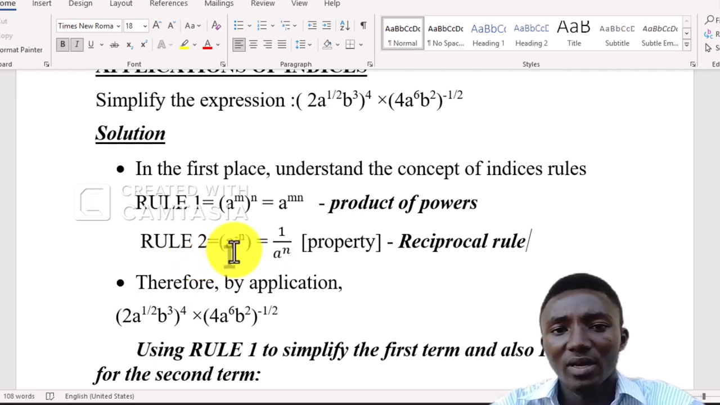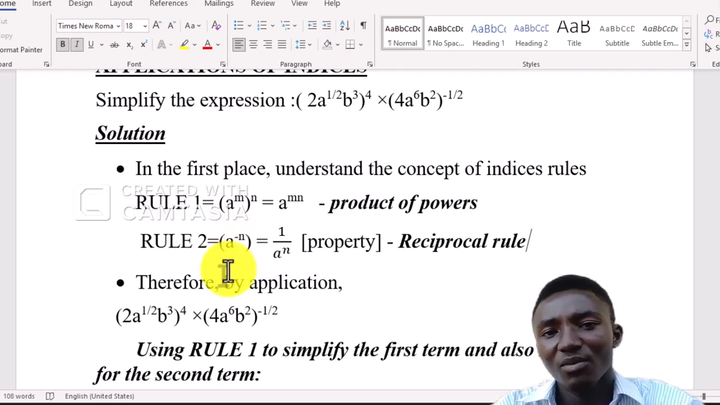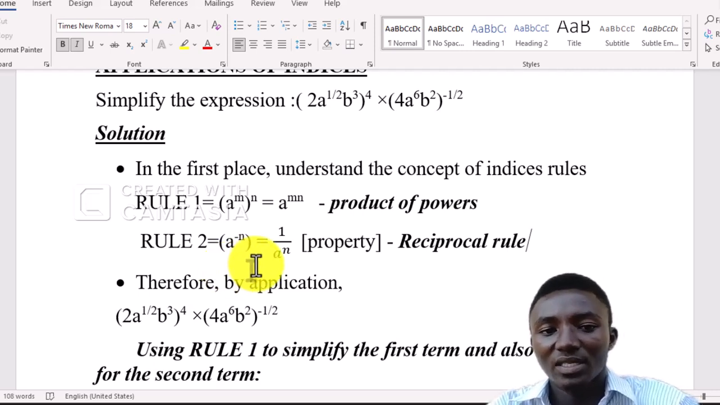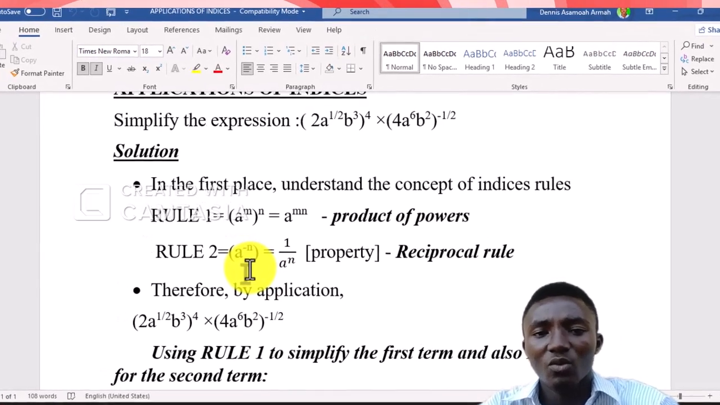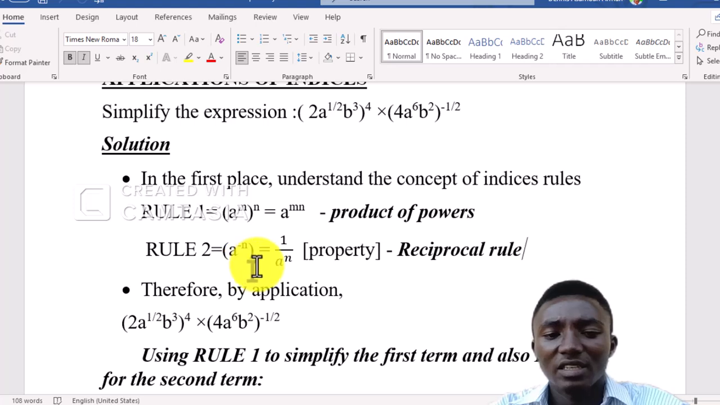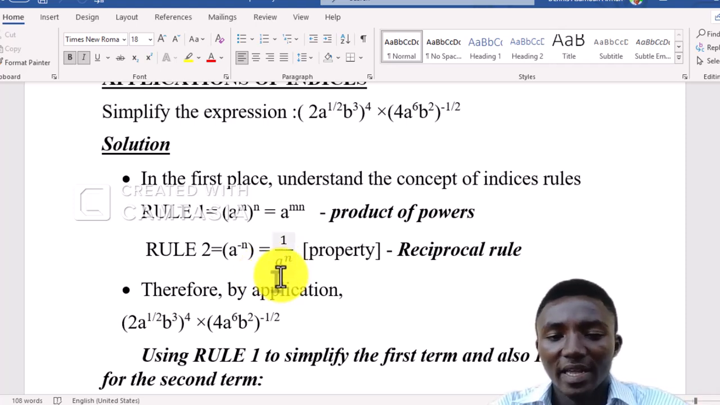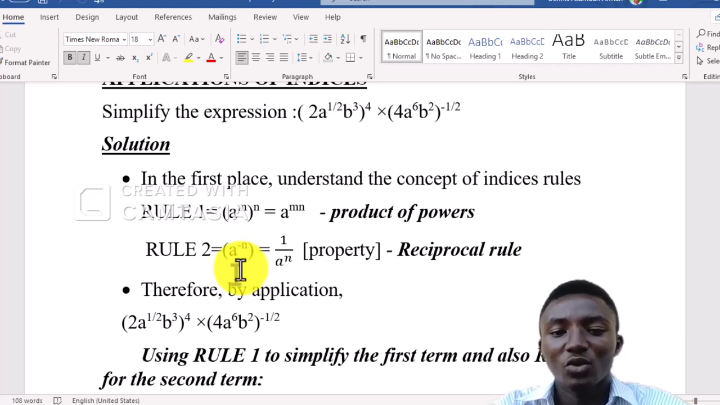Then the next rule that we will look at is this one: a raised to a negative power, a^(-n). In indices and in every mathematics question, we want our answer to be positive. Before we can deal with this expression, what we need to do first is to change it to the form 1 over a^n. This time we have no more negative n, but rather positive n. Because of this, we call it the reciprocal rule. Is that clear? I'm sure you understand it correctly.